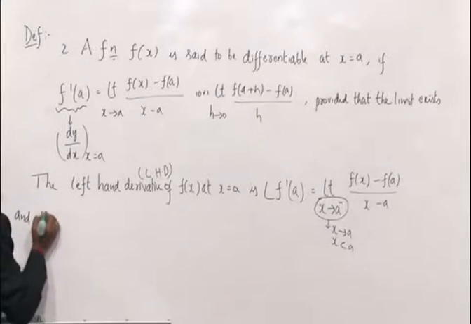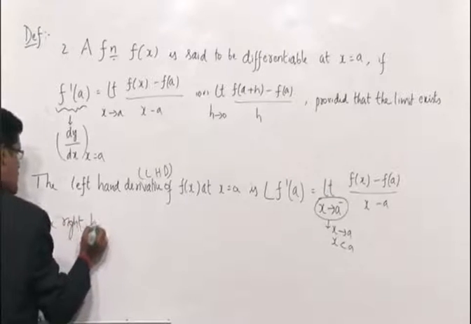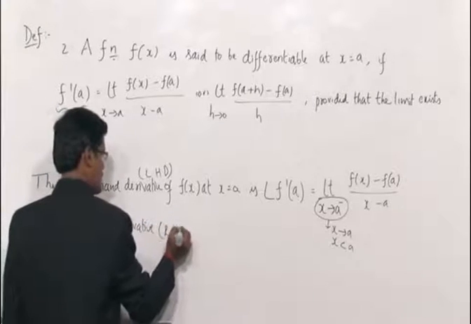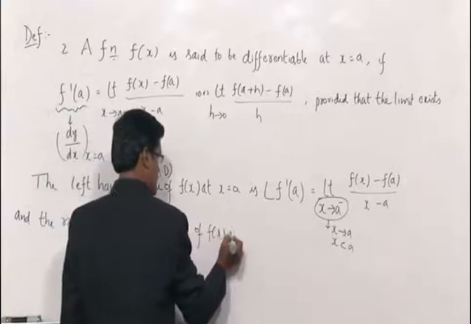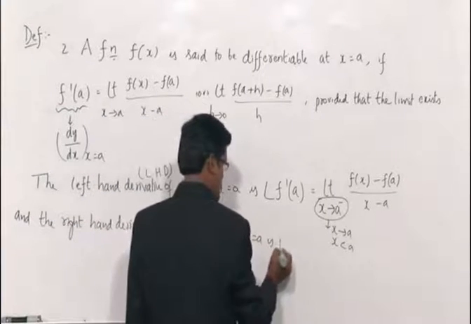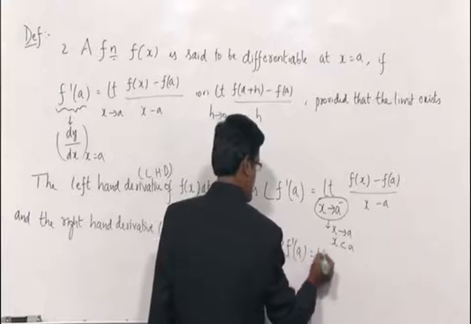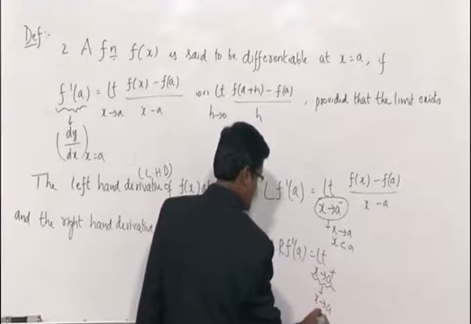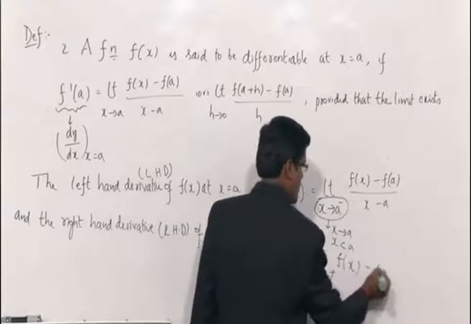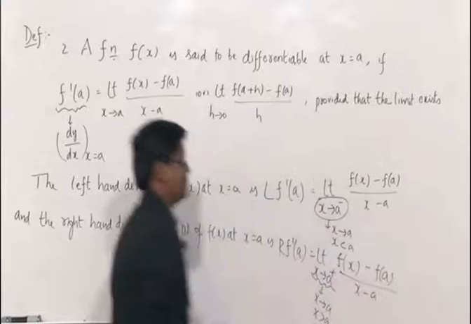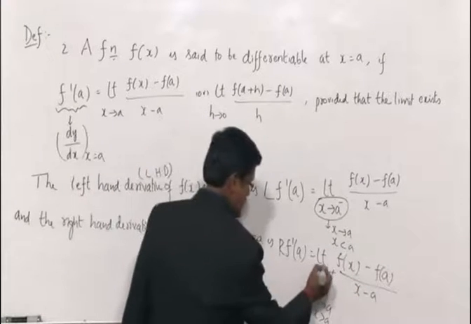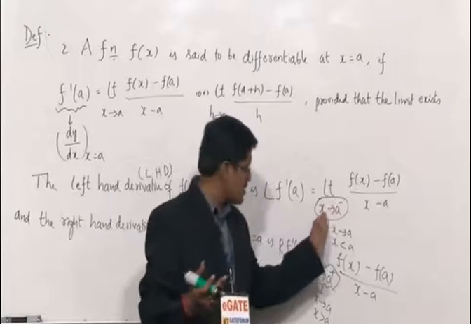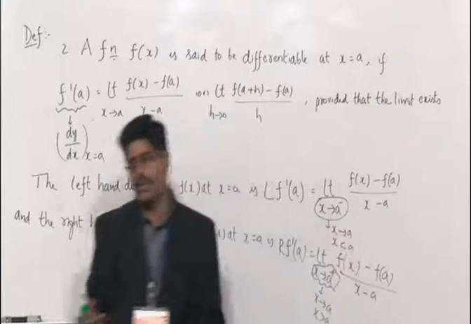And the right hand derivative, that is RHD of f(x) at x is equal to a, is Rf dash a is equal to limit x tends to a plus, the meaning of x tends to a plus is x tends to a, x greater than a, f(x) minus f(a) by x minus a. The way of expressing depends on the textbooks; directly they denote x tends to a minus, or they can write it like that directly. They are writing directly x tends to a, x less than a.